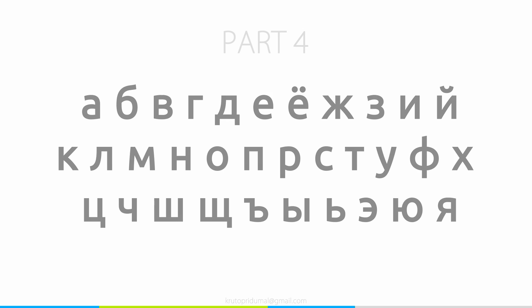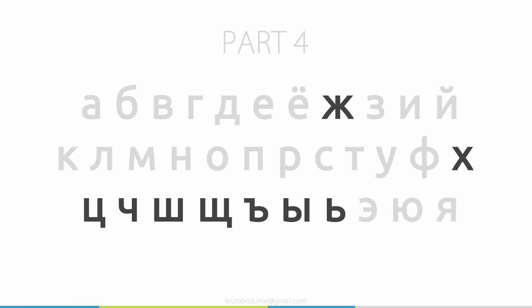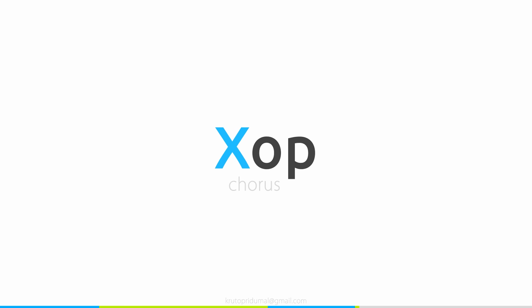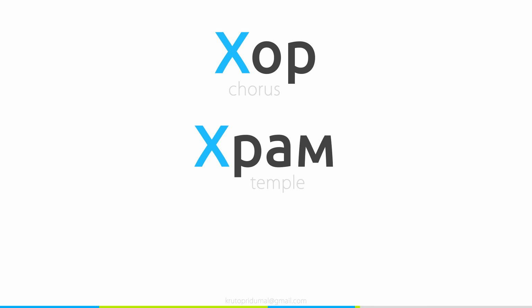Alright, it's time to cover what's left. We'll start with Х. Basically, it's the same as Г, but with a gentle touch of a dying noise to it. Х, х, х. Like in хор, храм, хум. It's a pretty harsh sound, but that's what it is.